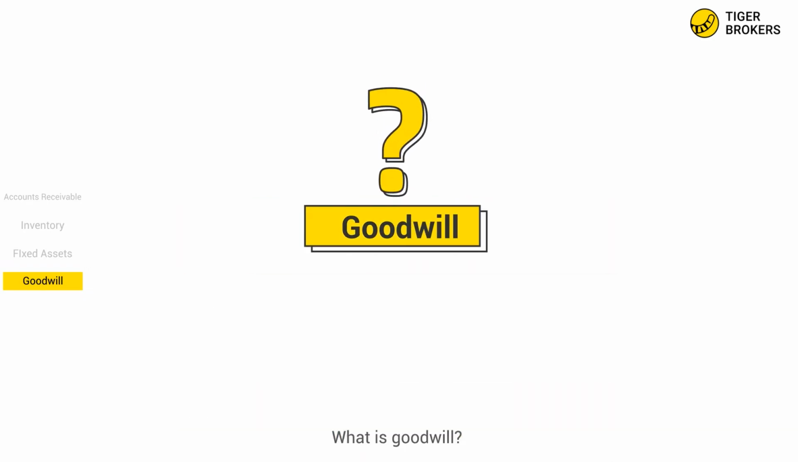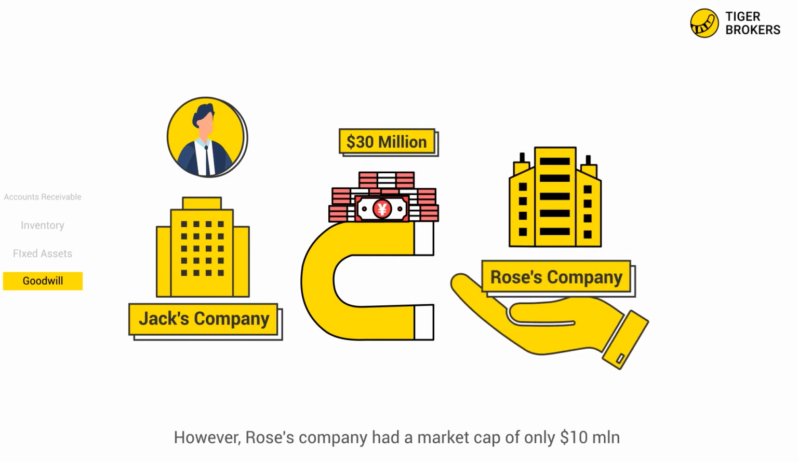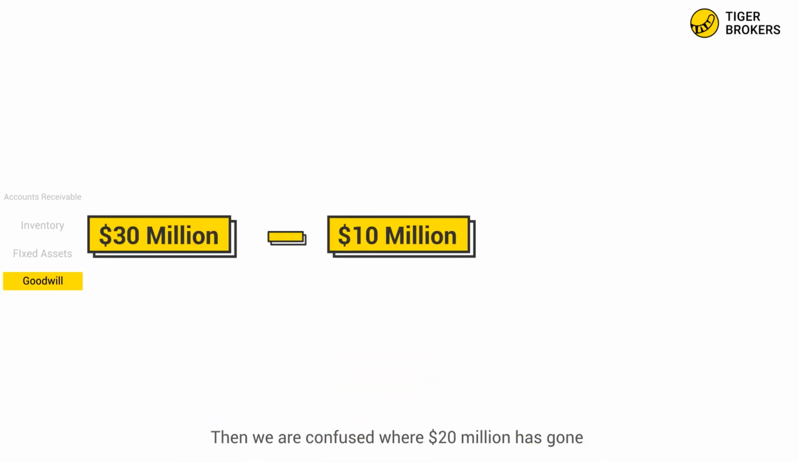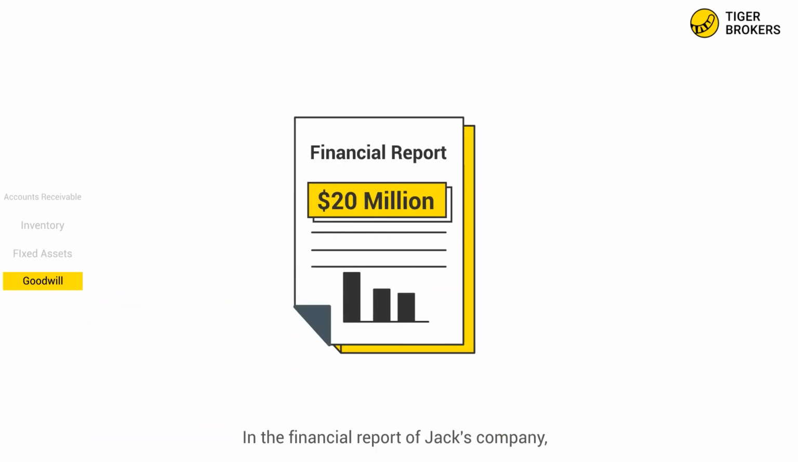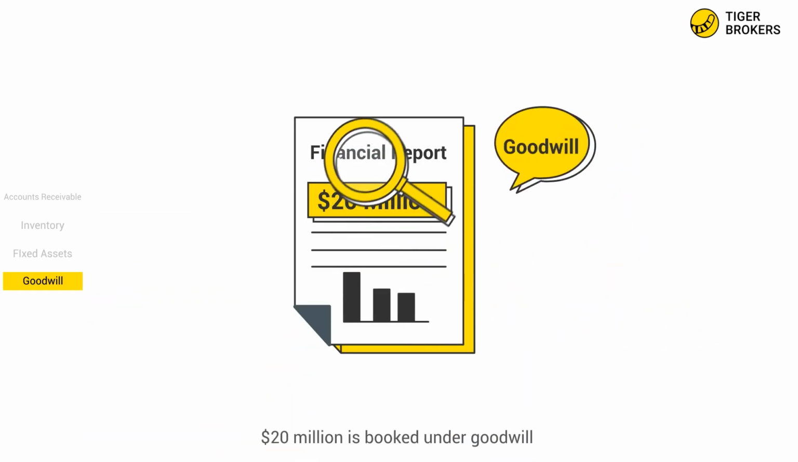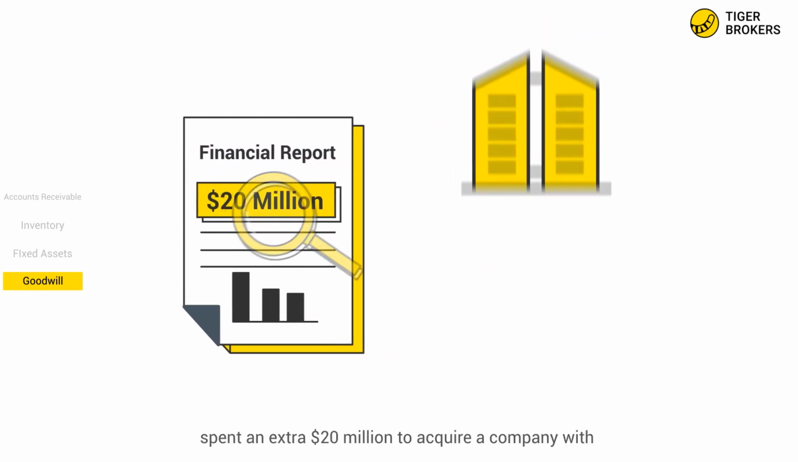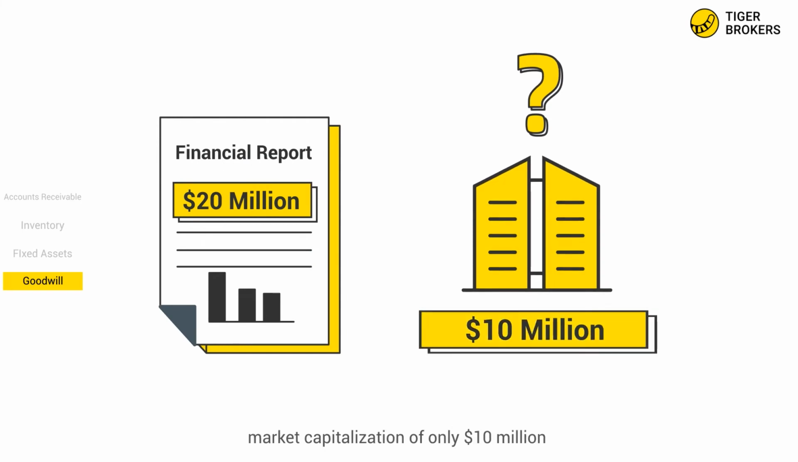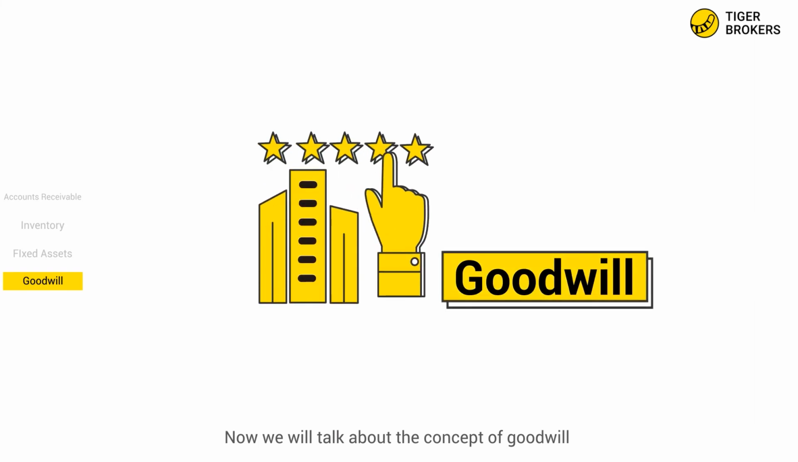What is goodwill? Jack's company recently acquired Rose's company for $30 million. However, Rose's company had a market cap of only $10 million. Then we're confused where $20 million has gone. In the financial report of Jack's company, $20 million is booked under goodwill. You may ask again why Jack's company spent an extra $20 million to acquire a company with market capitalization of only $10 million. Now we will talk about the concept of goodwill.